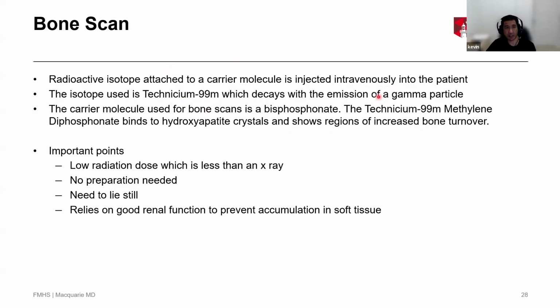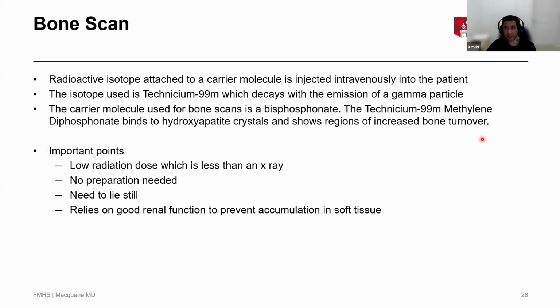In the case of a bone scan, the carrier molecule is a bisphosphonate, okay? So that's going to deposit, because it binds to hydroxyapatite crystals, which is essentially bone. It's going to bind to bone, and it's going to show regions where bone is turning over. So bone activity, exposed bone, all right? The one they use is MDP, which is methylene diphosphonate.